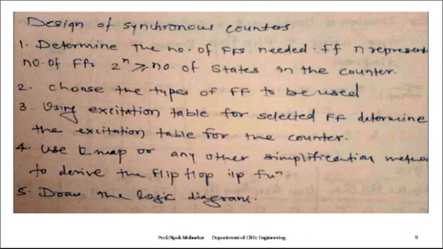We'll now see the design of a synchronous counter, what the steps are and how we can design it. First, we determine the number of flip flops needed. If n represents the number of flip flops, then 2 raised to n is greater than or equal to the number of states in the counter. Second, choose the type of flip flop to be used. Third, using the excitation table for the selected flip flop, determine the excitation table for the counter. Fourth, use the K-map or any other simplification method to derive the flip flop input conditions. And last, draw the logic diagram.